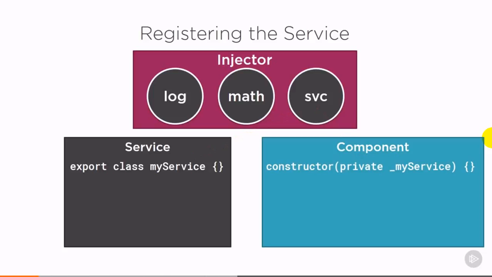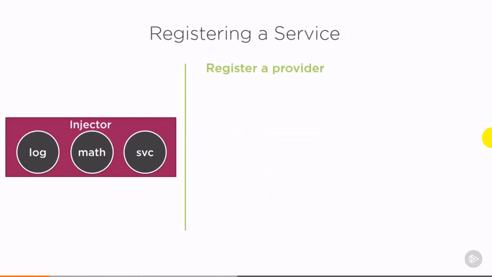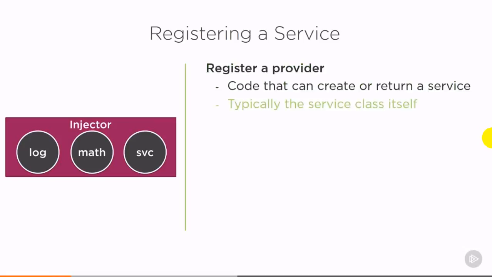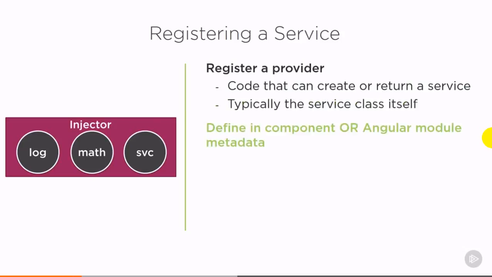So what's actually involved with registering a service with the injector? To register a service, we must register a provider. A provider is code that can create or return a service, typically the service class itself. How do we register a provider? We define it as part of the component or Angular module metadata.